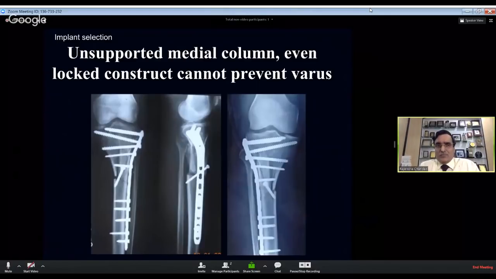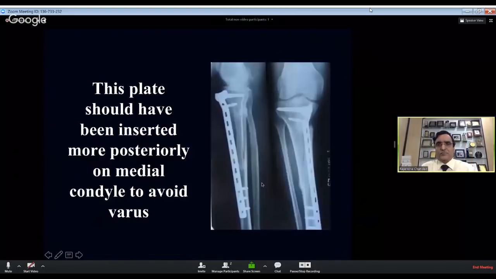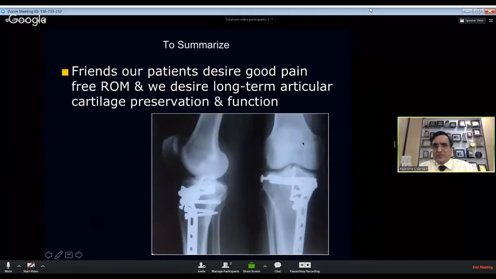An unsupported medial column, even when the locked lateral construct is there, cannot prevent errors. So in these severe bicondylar injuries, we need a bicondylar construct. These plates should have been inserted more posteriorly on the medial condyle to avoid varus. As you can see, the surgeon just failed to dissect posteriorly. Otherwise, this varus should not have happened here.